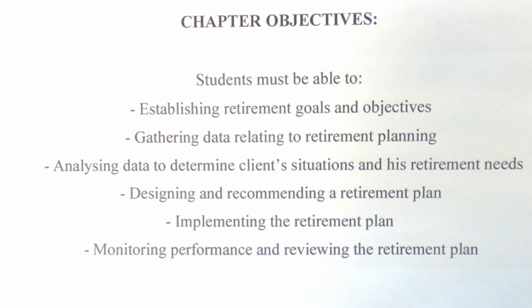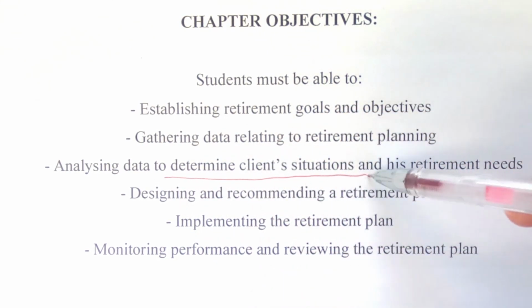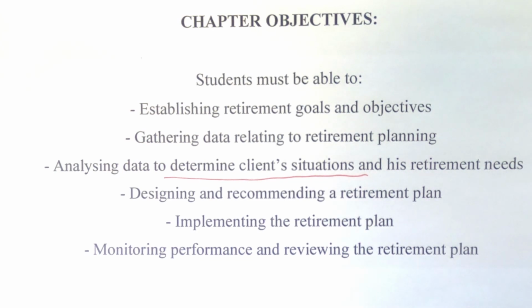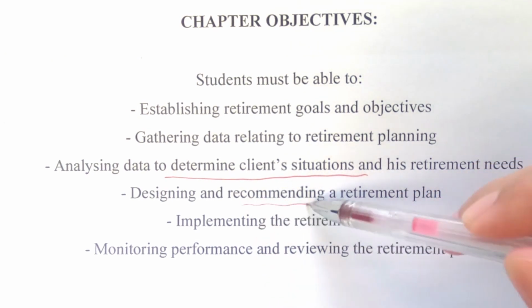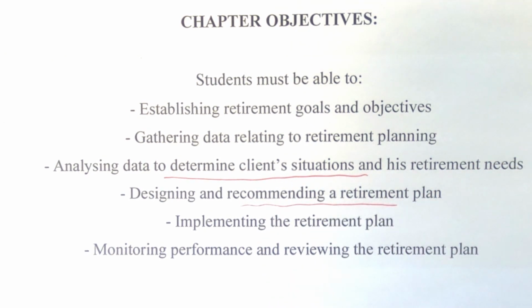This is Dr. Aisha, and in this video I'm going to explain chapter 2, the retirement planning process. In this chapter, students must be able to establish retirement goals and objectives, gather data relating to retirement planning, and analyze data to determine the client's situation and retirement needs. The student should also be able to design and recommend the retirement plan, implement the retirement plan, as well as monitor performance and review the retirement plan.